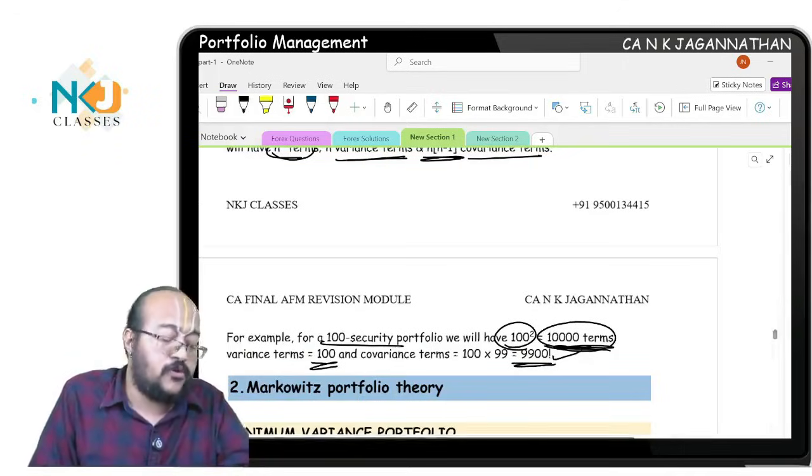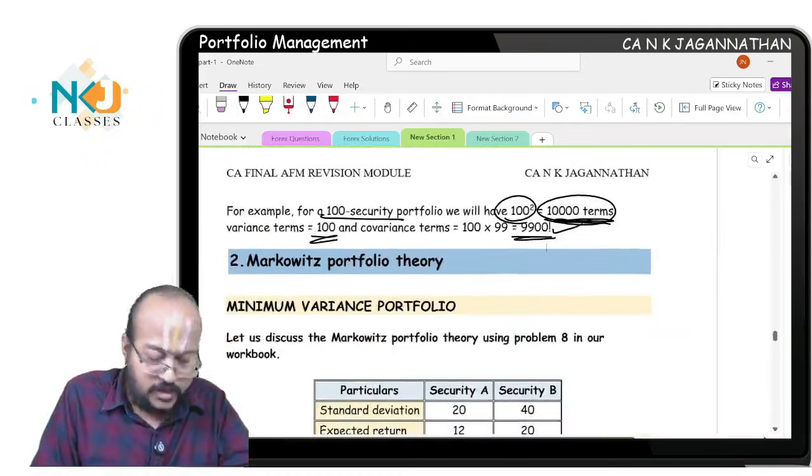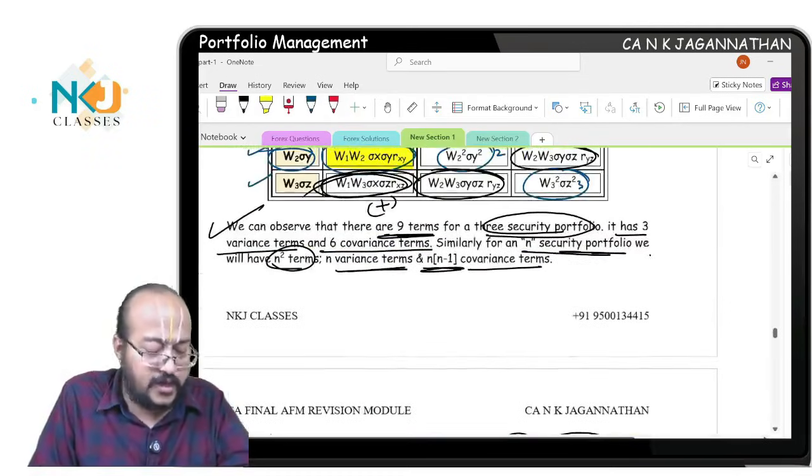Now we will move on to Markowitz portfolio theory. Yes, Markowitz portfolio theory we will discuss in the next video.